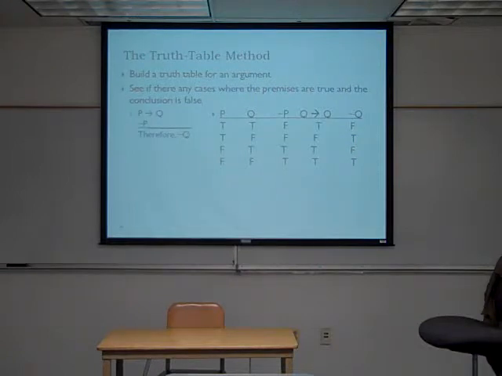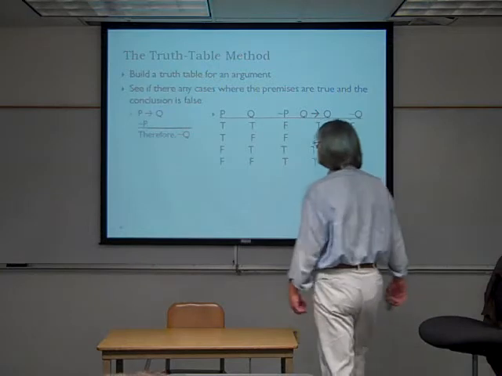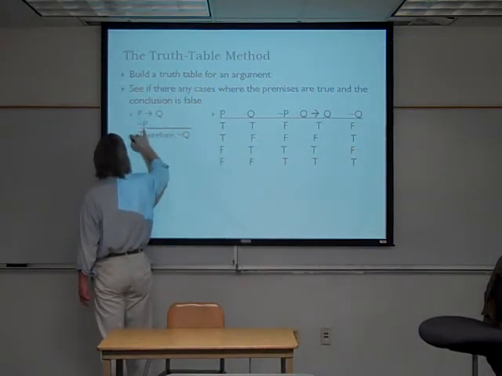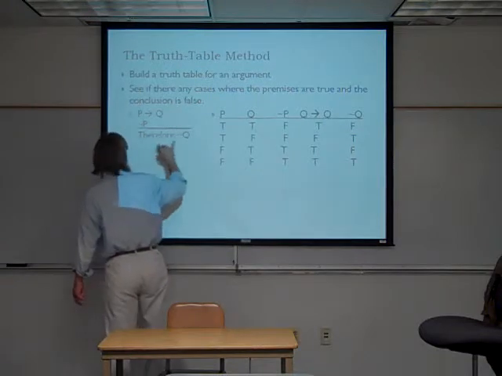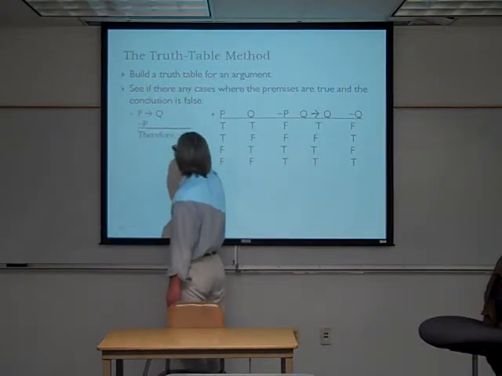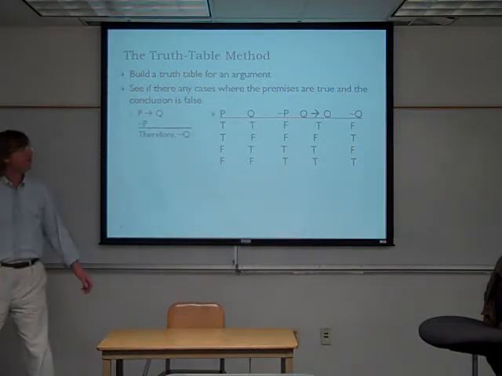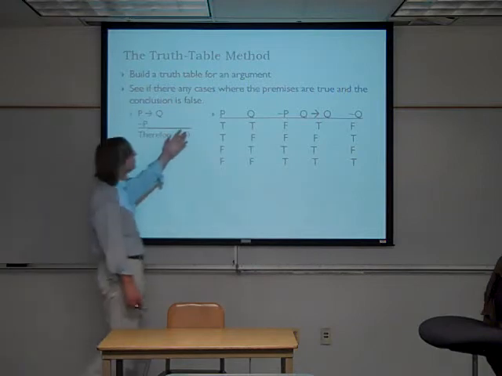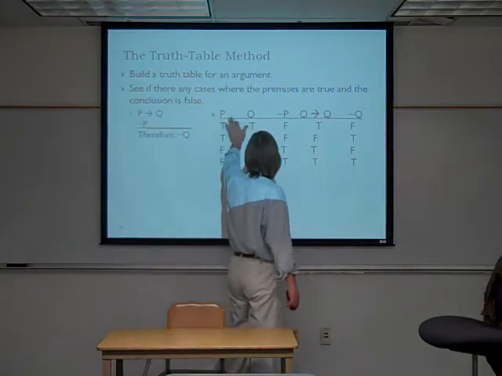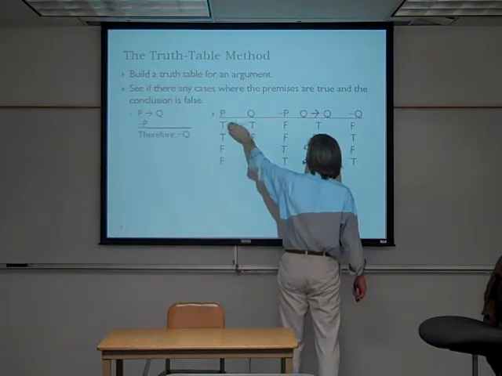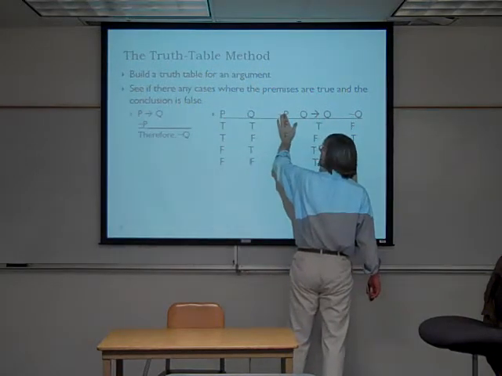So what we're doing on this slide is we're trying to test the validity of this argument. P implies Q, and you have not P. Does that imply that we have, therefore, not Q? Well, we want to test this argument. So in order to do that, we're going to have all of the different claim variables that are involved. P, Q, not P.